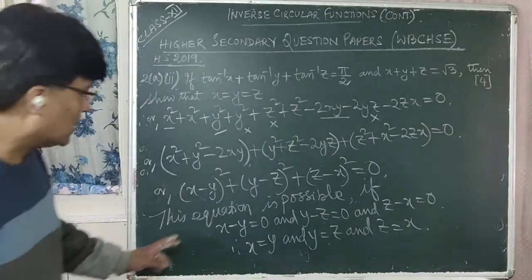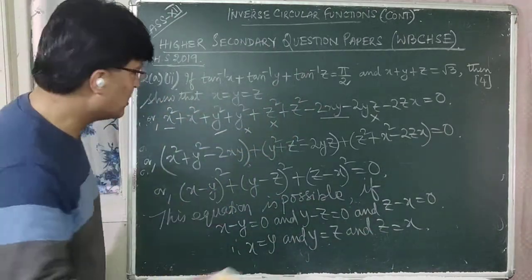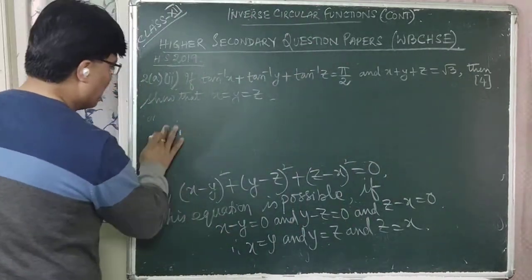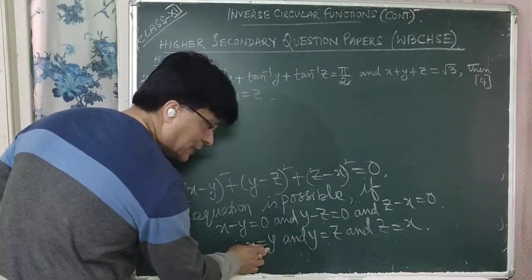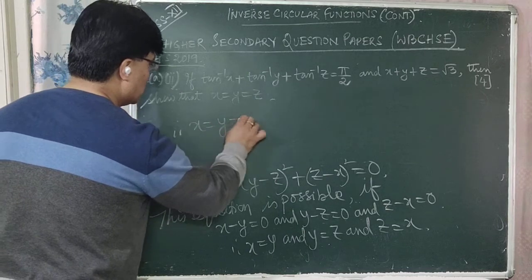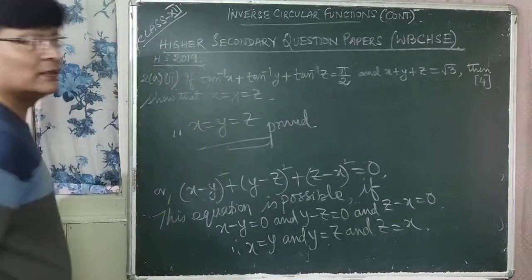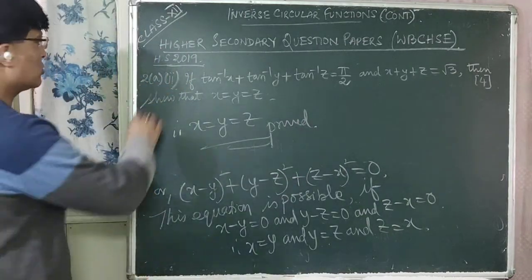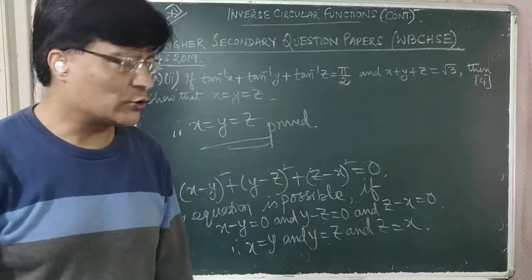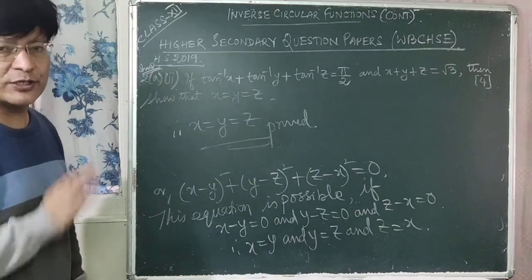Is that clear? Now, if you combine all these three, that is x is equal to y and y is equal to z and z is equal to x, what do we get? X is equal to y is equal to z. That is proved. So I think you have understood it. So this question is very, very important and quite complicated also. So you can practice it at home. If you practice it at home, it will be much easier for you to do this problem.